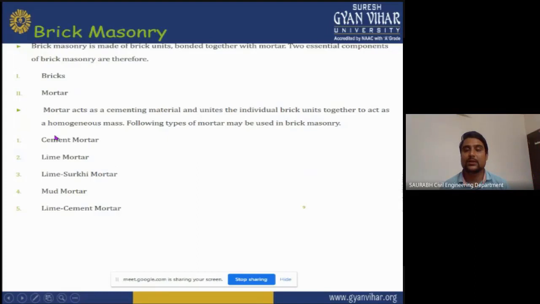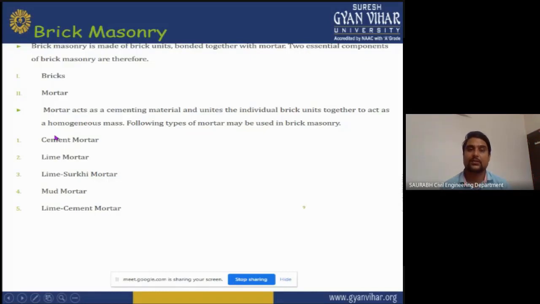Now we will see what brick masonry is. What is the definition of brick masonry? Brick masonry is made of brick units bonded together with mortar. Two essential components of brick masonry are, as you can see, first the brick and second the mortar. Now, what is the mortar?